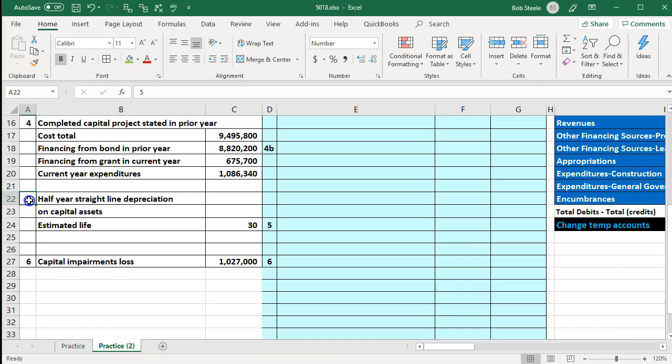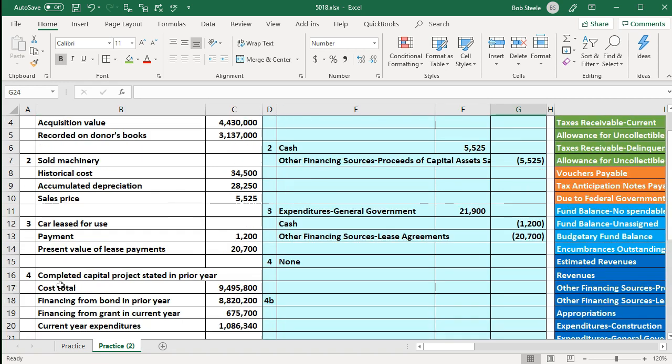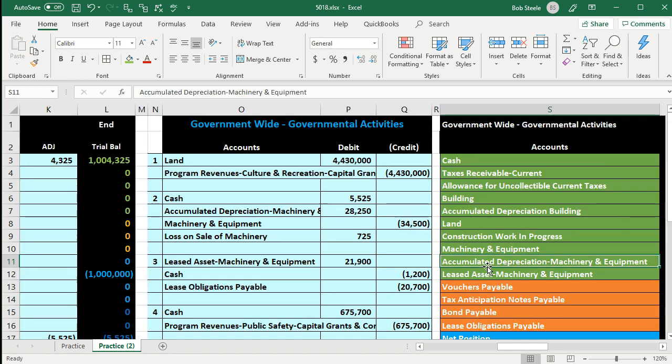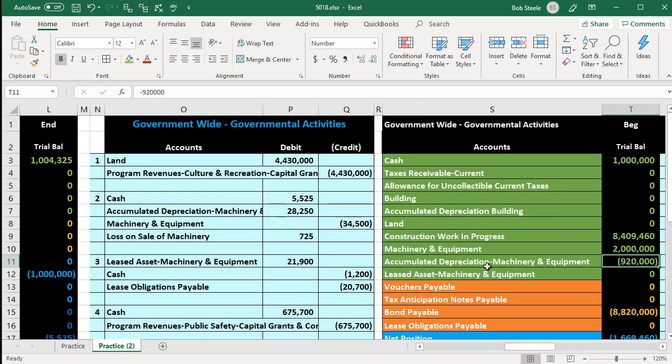Now we're going to move on to number 5. So we're going to be back over here in cell A22 where we have a half-year straight line depreciation on the capital asset that we're going to record. We're going to say that there's a 30-year useful life. So let's say what we're going to do then is record this first into the government-wide activity. Let's think about that first because that should be what would be most normal for us.